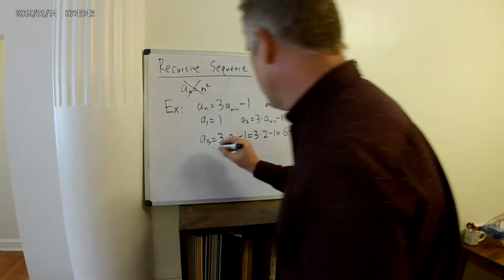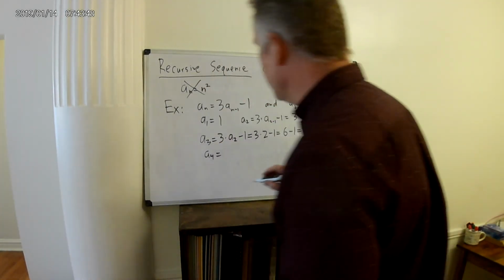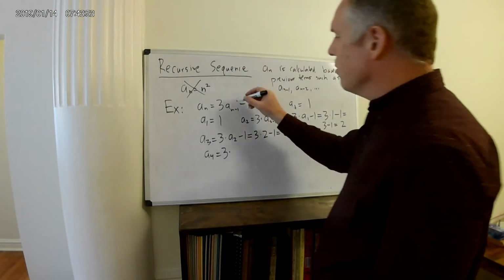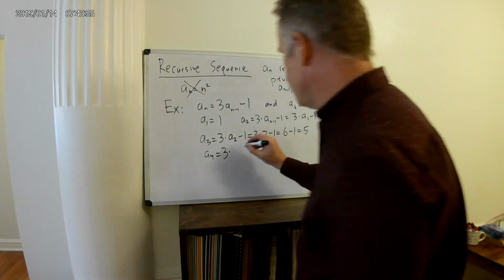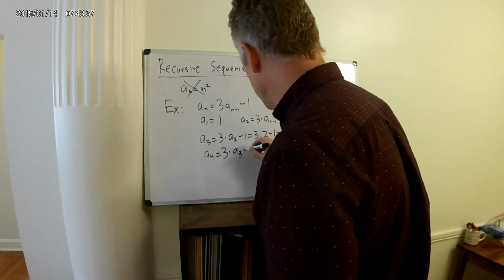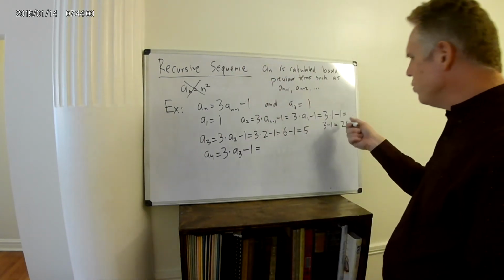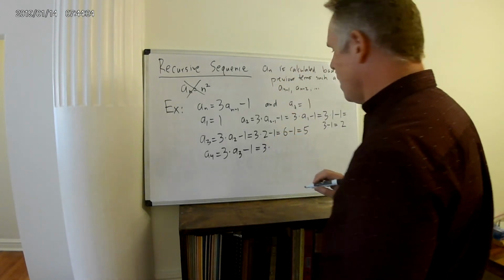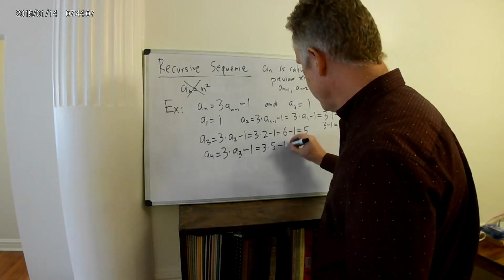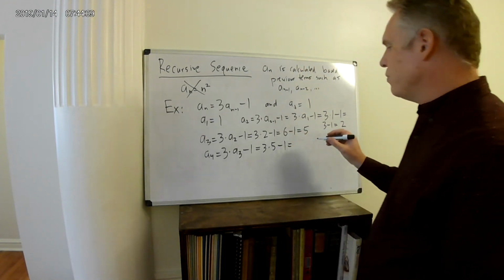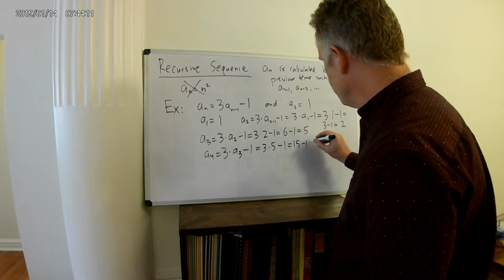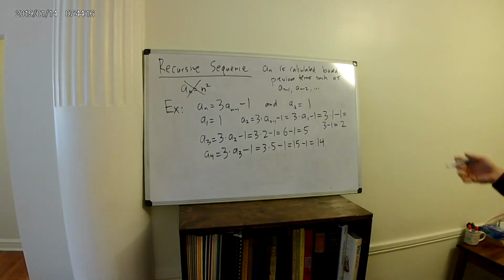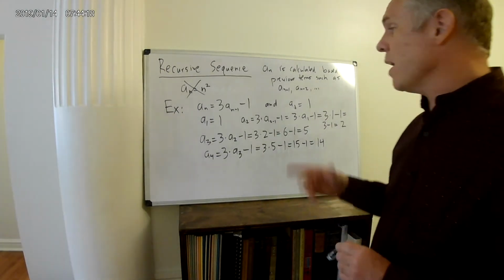Let's do one more for a recursive sequence. A sub 4 will equal, using my formula, 3 times the previous term, a sub 3, minus 1. We just found a sub 3 is 5, so this term is 3 times 5 minus 1. And 3 times 5 minus 1 is 15 minus 1 equals 14. So a sub 4 is 14. And we could go on, we could calculate a sub 5, a sub 6. We're not going to do that.